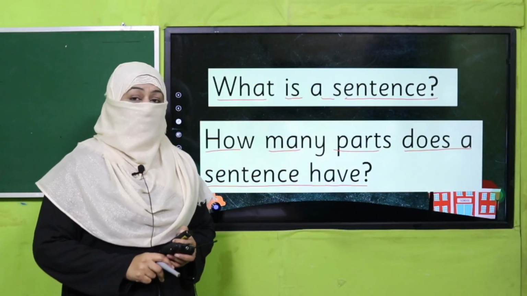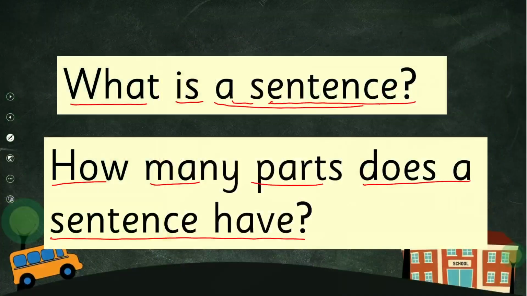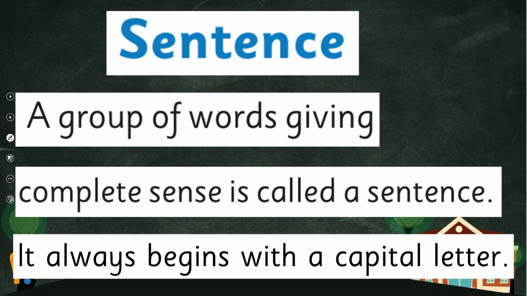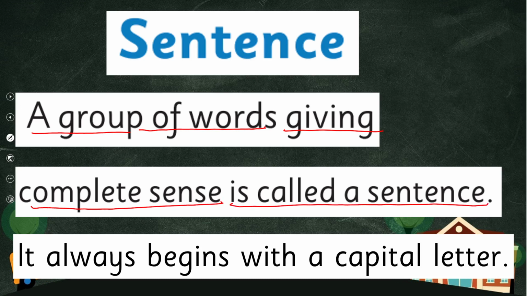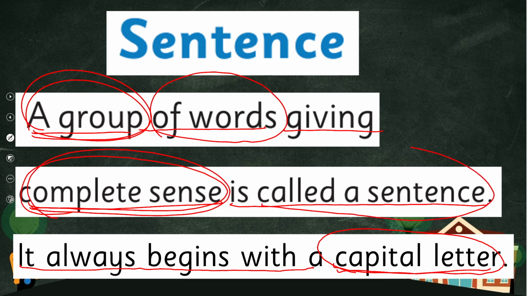Yes, my dear students, I hope after answering this question, you have brainstormed about what a sentence is. So a sentence is a group of words giving complete sense. Means a group of words giving complete sense is called a sentence, and it always begins with a capital letter. This is what we know about punctuation. We start with a capital letter, and a group of words that gives a complete sense is called a sentence.